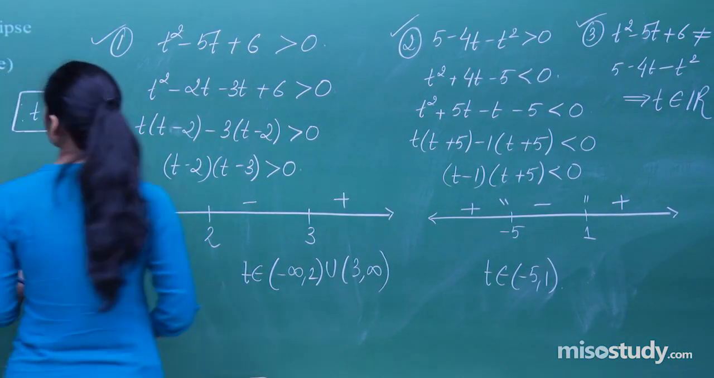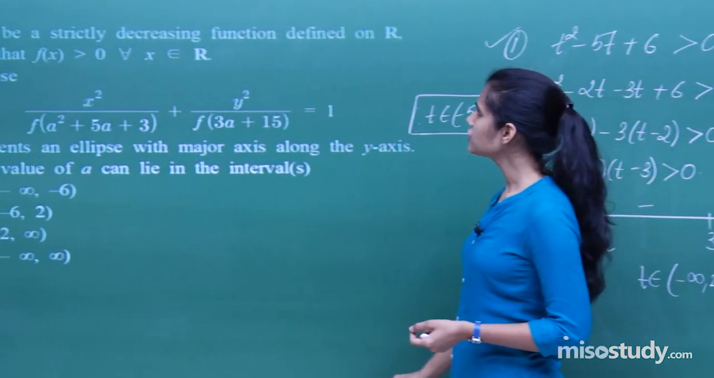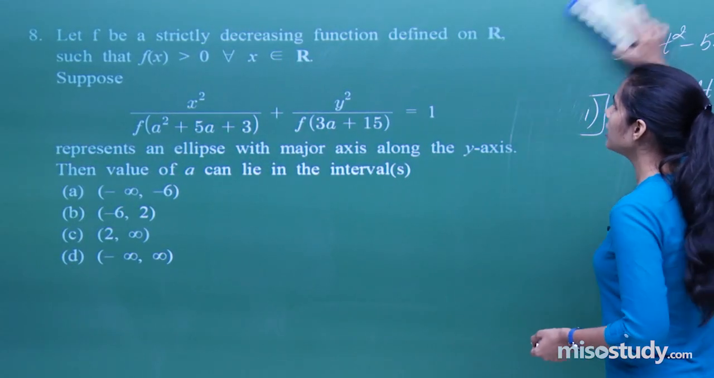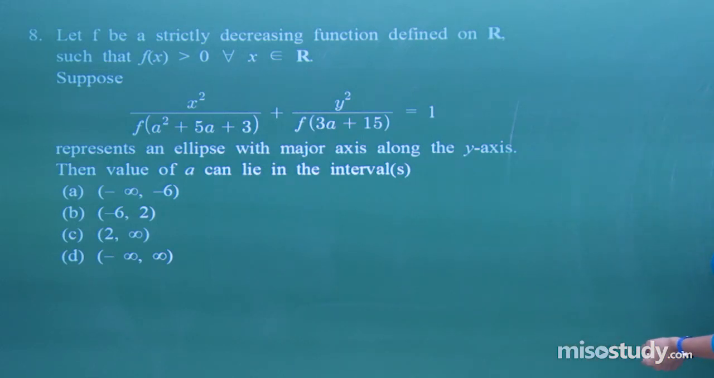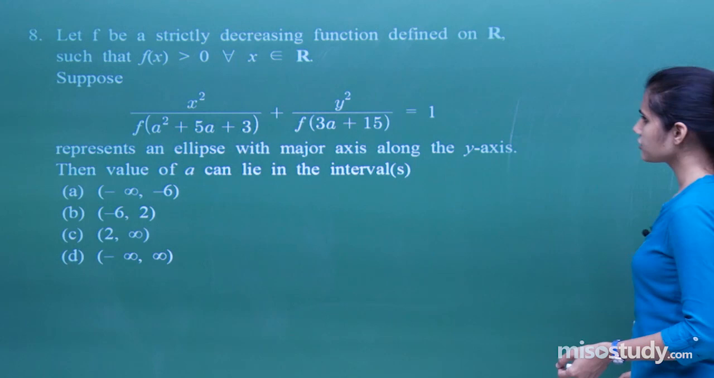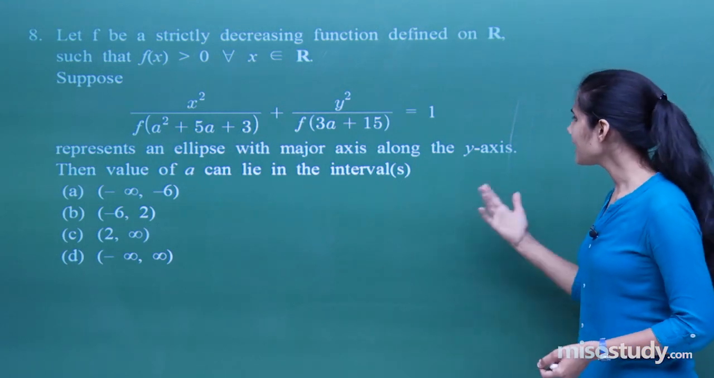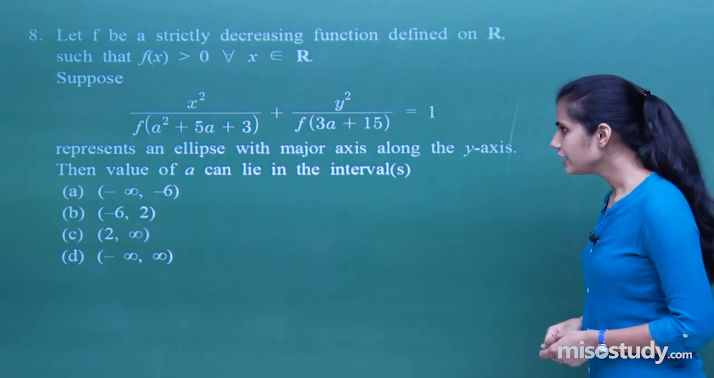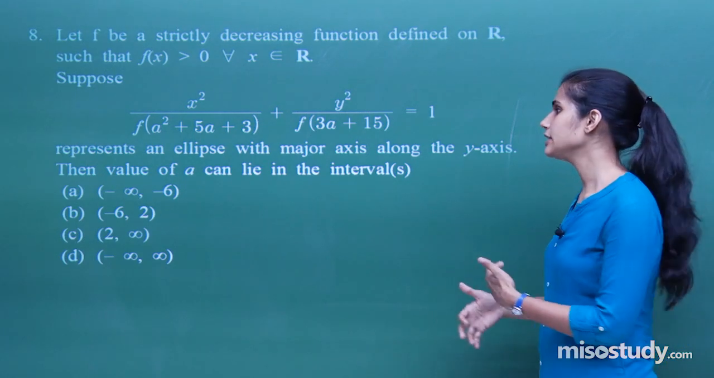Okay guys, let's look at the next question now. We have let f be a strictly decreasing function defined on R such that f(x) is strictly greater than 0. Suppose this equation basically which is holding is representing an ellipse with major axis along the y-axis, then value of a can lie in which interval or intervals.